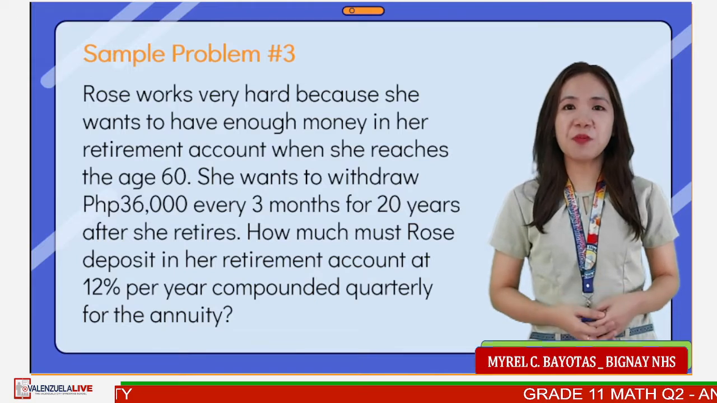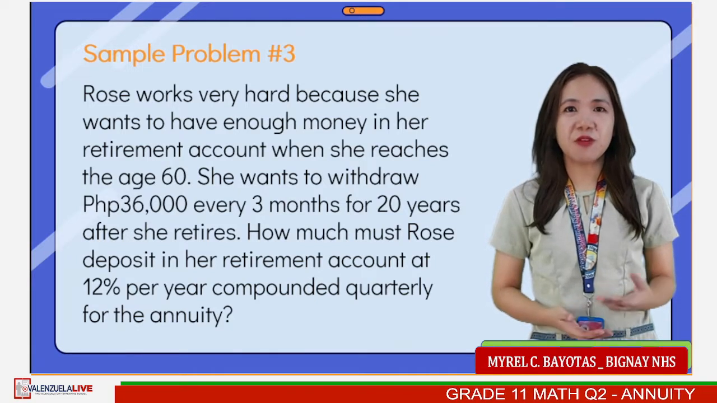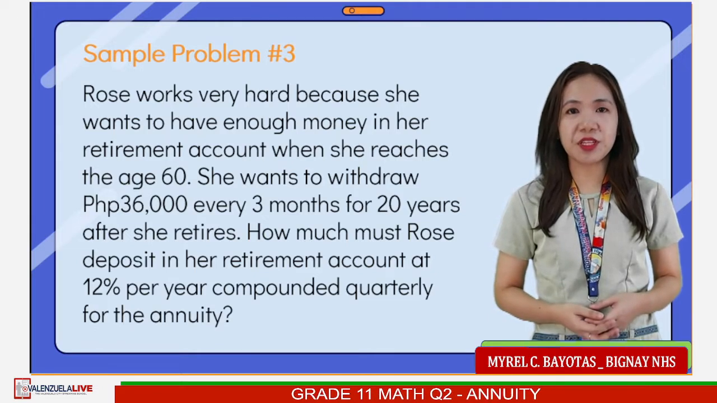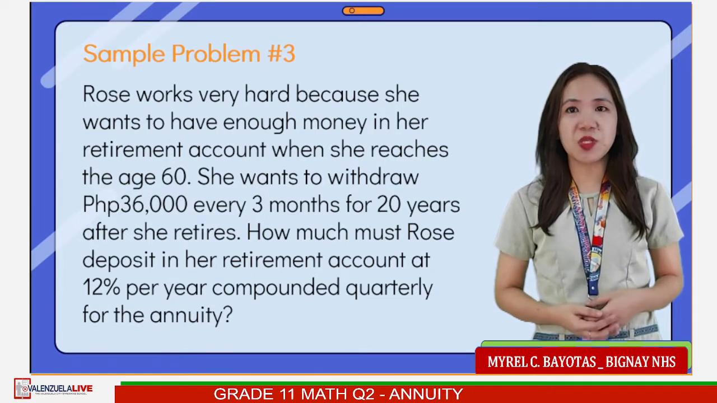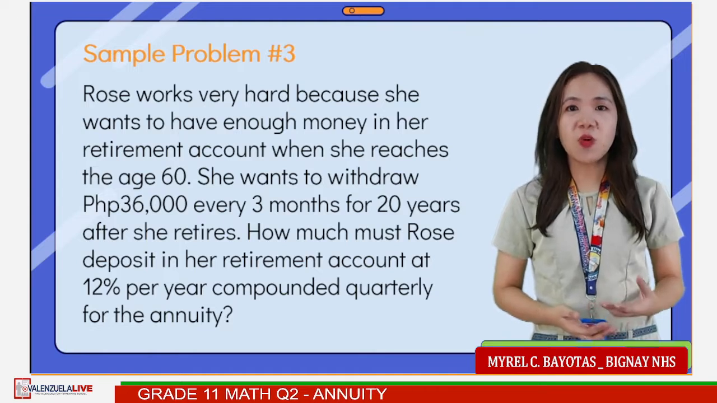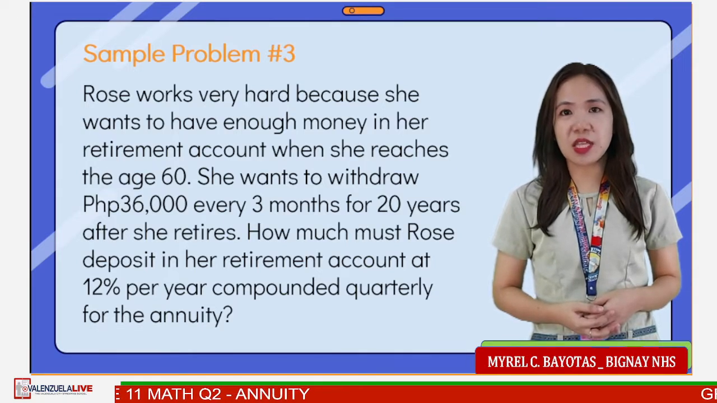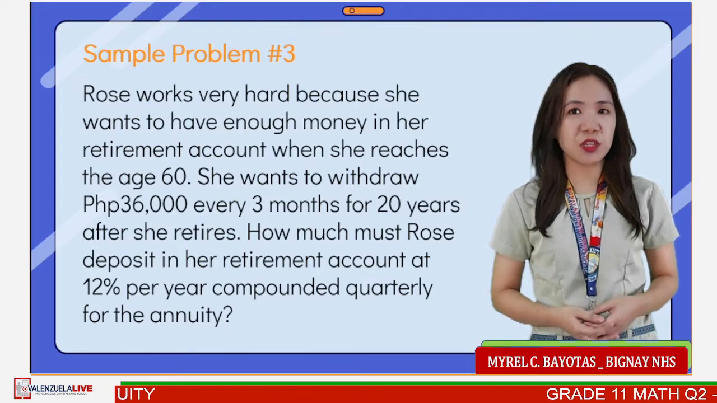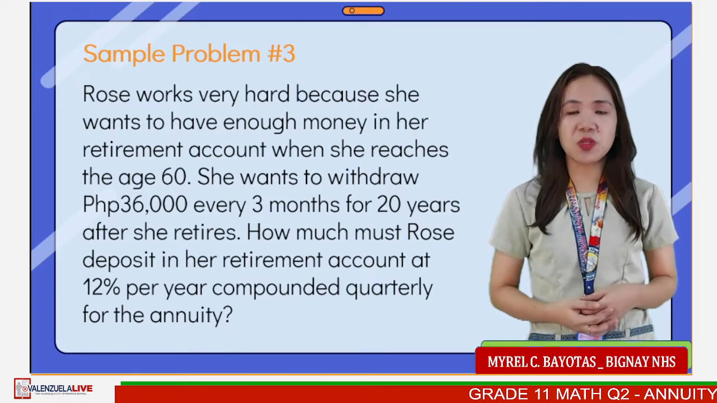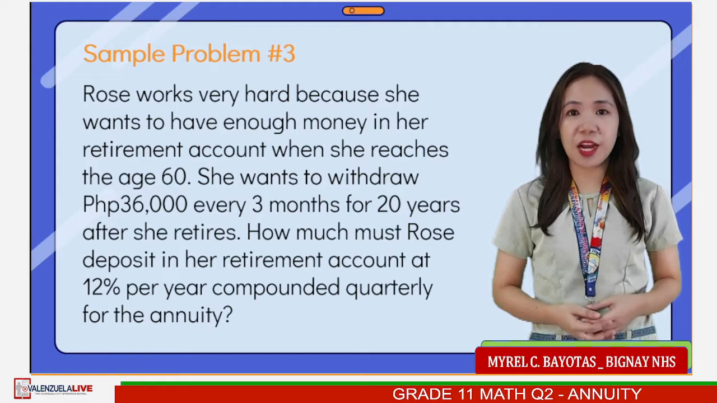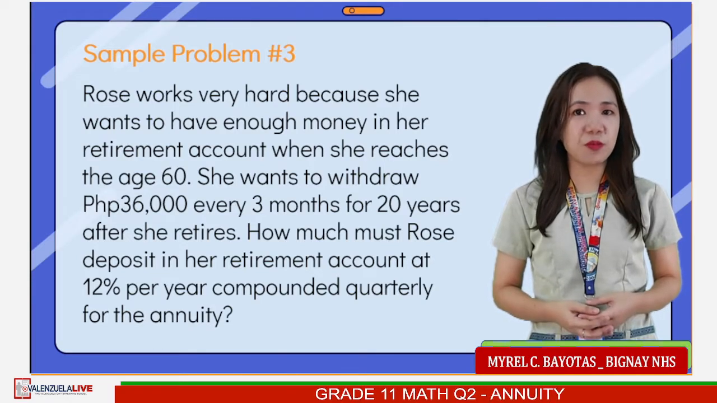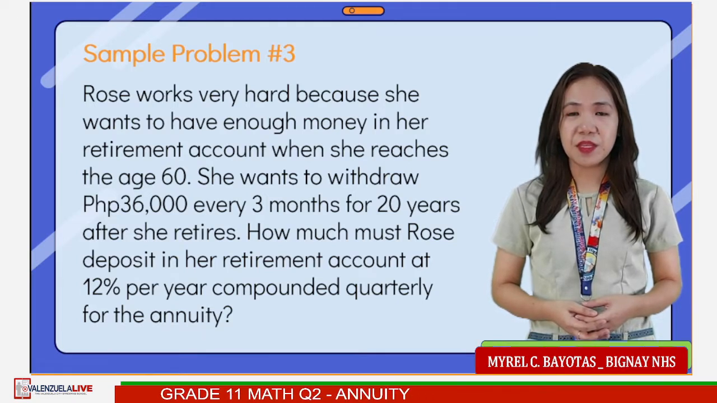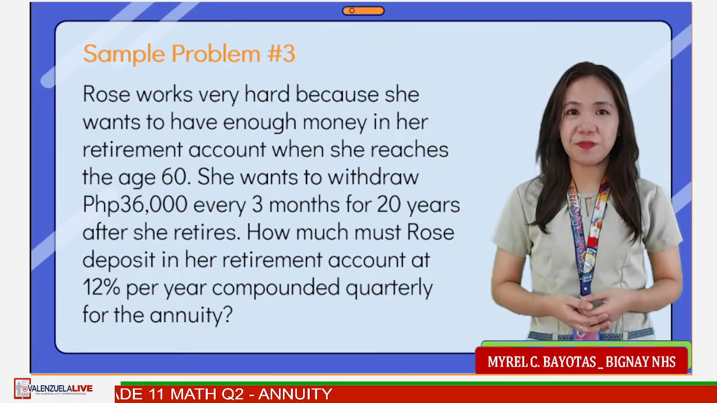Let's proceed to sample problem number 3. Rose works very hard because she wants to have enough money in her retirement account when she reaches the age 60. She wants to withdraw 36,000 pesos every 3 months for 20 years after she retires. How much must Rose deposit in her retirement account at 12% per year compounded quarterly for the annuity? What can you say about the problem?